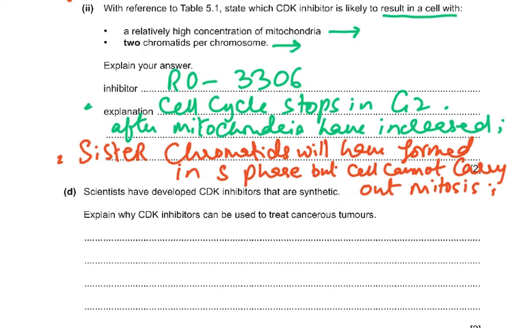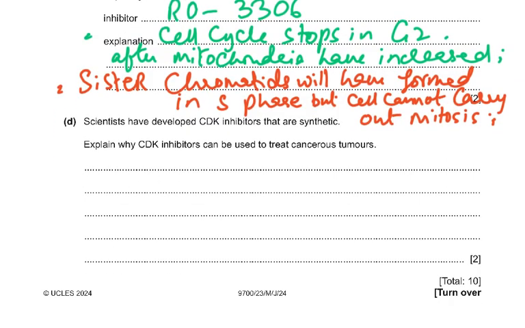RO3306 inhibitor, but you won't get any mark for that unless you give me the explanation. Cell cycle stops in G2 after mitochondria have increased. Sister chromatids will have formed in S phase, but cell cannot carry out mitosis. Now let's come to the D part of the question, which is the last part of this question.